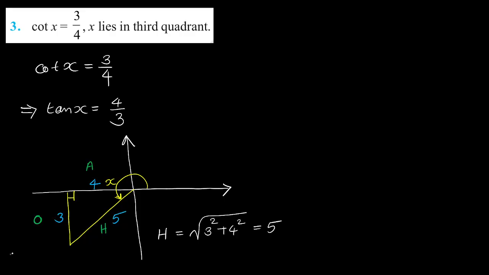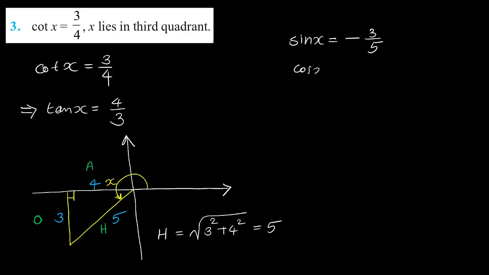Look at the diagram. Sin x. Don't forget to put the negative sign. This is the third quadrant. Only tan is positive. Other sine and cos will be negative. So negative, don't forget it. My sine theta is opposite side by hypotenuse. Opposite by hypotenuse will be 3 by 5.